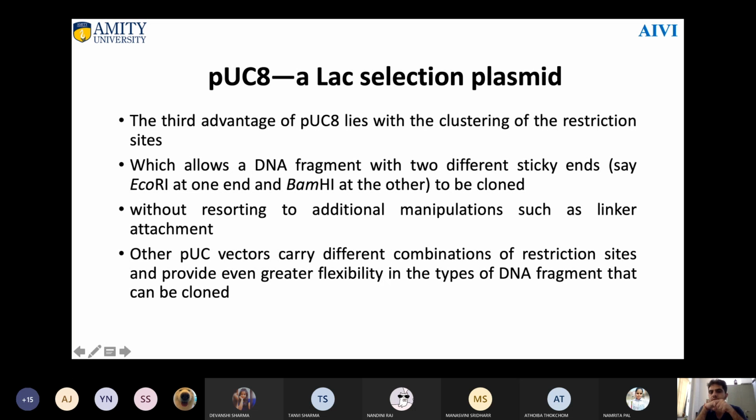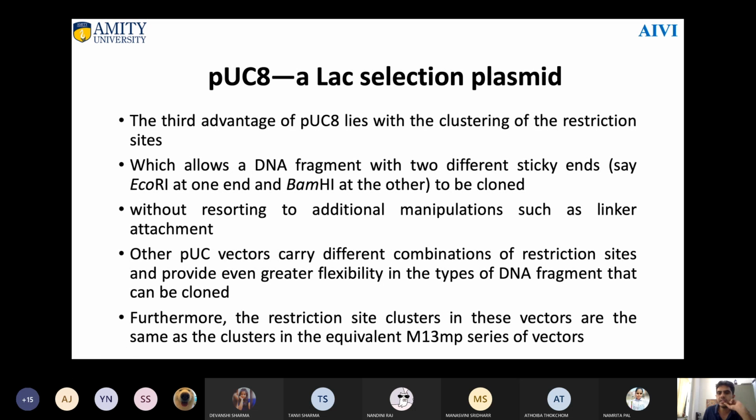Other vectors carry different combinations of restriction sites and provide even greater flexibility in the type of DNA fragment that can be cloned. So whatever more number of restriction sites are there means more options with you. You can generate respective sticky ends and clone within these vectors.